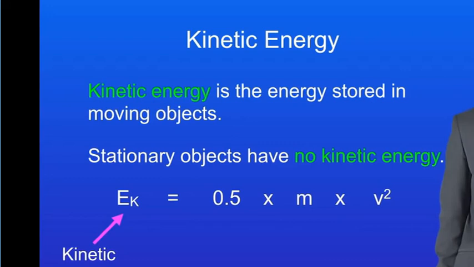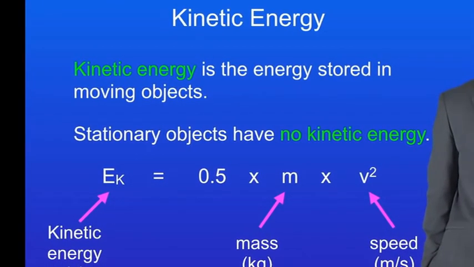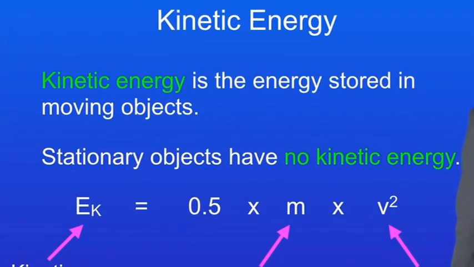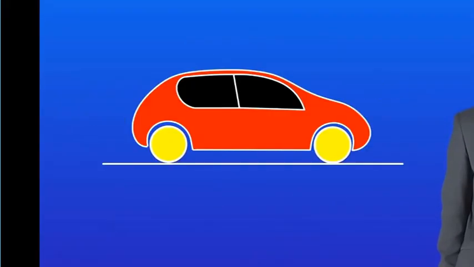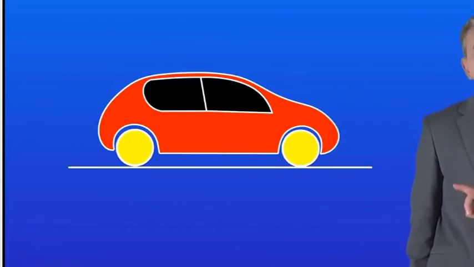So this is half mv squared, the formula for kinetic energy. The unit for kinetic energy is joules, and mass would be in kgs. We're still looking at the equation for kinetic energy: half mass times velocity squared.